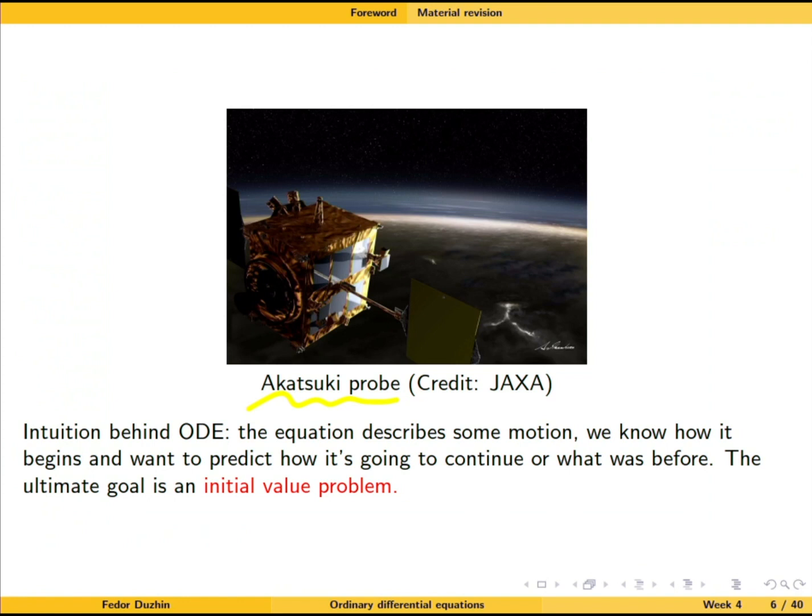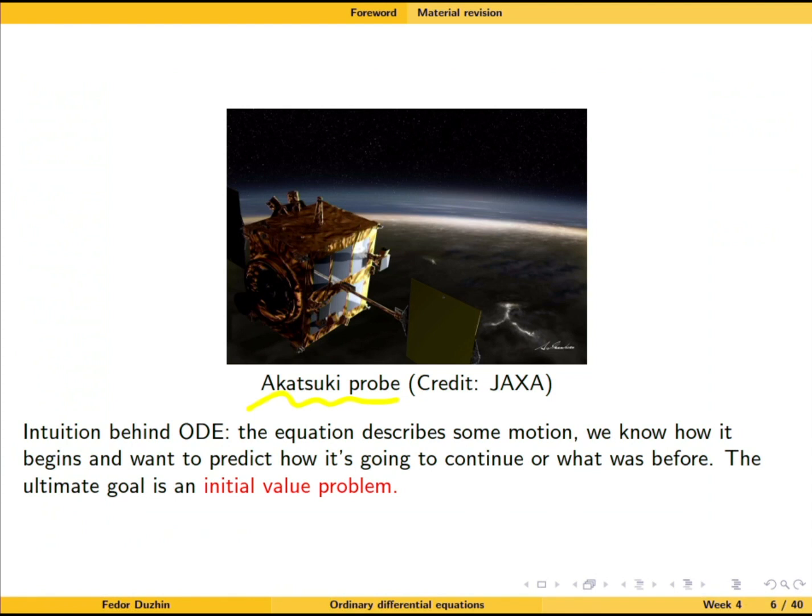What the Japanese did is a very clever thing. They waited for 5 years. The Akatsuki probe was orbiting the sun, and the planet Venus was also orbiting the sun. Eventually, in several years, the Akatsuki probe approached Venus again. And then they injected it into the orbit of Venus by using the spare engine.